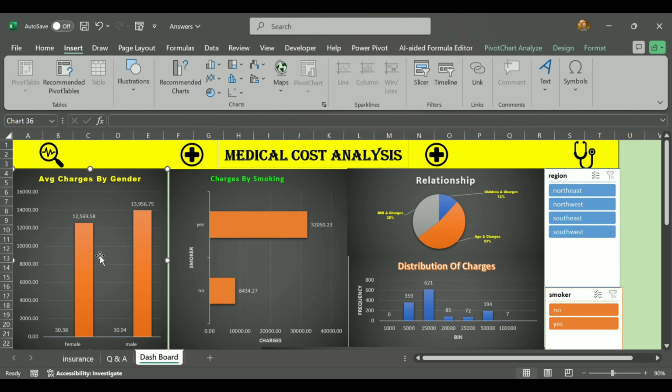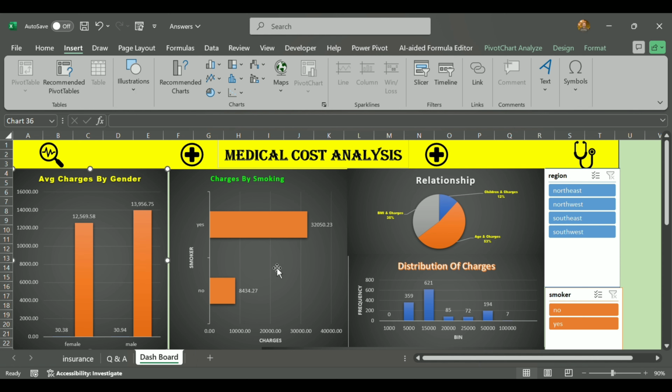This could be due to various factors such as lifestyle differences, higher BMI levels, or smoking habits, which we'll explore further in the next charts. This kind of dashboard helps management or healthcare organizations understand cost trends across demographics and possibly take action like targeted awareness or healthcare plans.